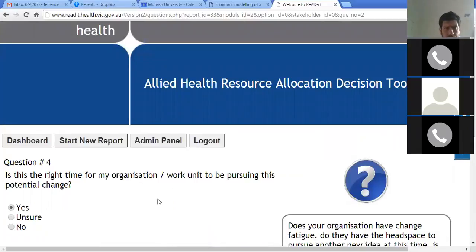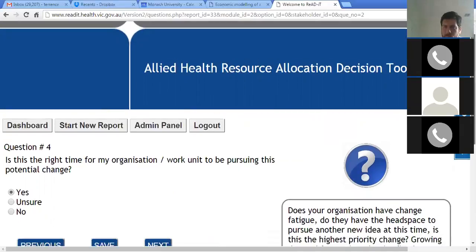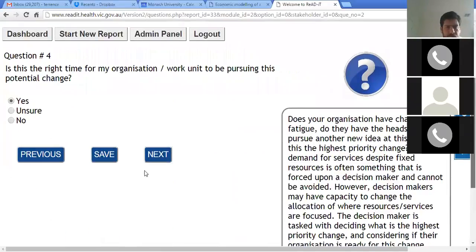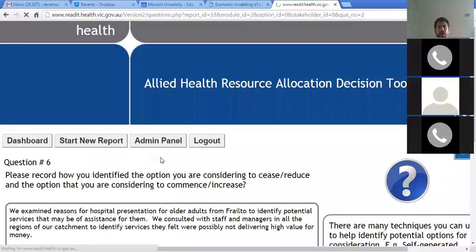Is this the right time for my organisational work unit to be pursuing this potential change? I've said yes. We've got that imperative that we've discussed earlier. This question is also useful when we're considering the amount of change that's taken place within a health service. So if your health service has, I guess, symptoms of change fatigue, there's been a lot of change recently, even though you could make a decision now, it might not be the best timing. So this is the question where you would indicate that. But I've said yes, it's a good time to make this change.